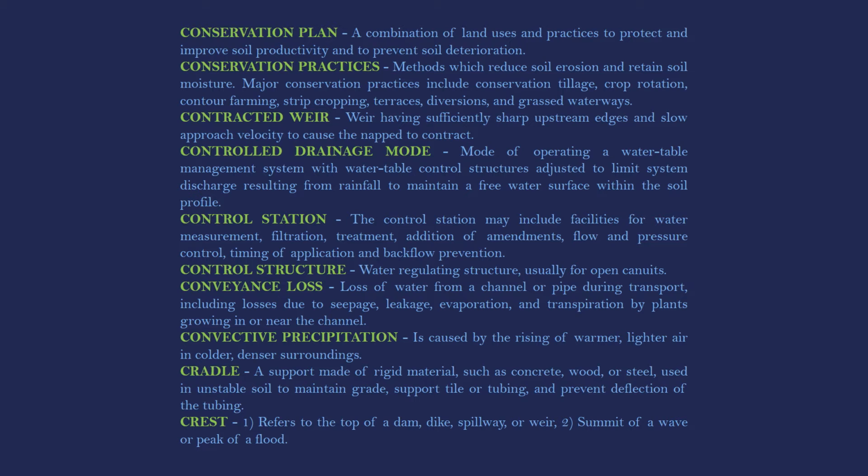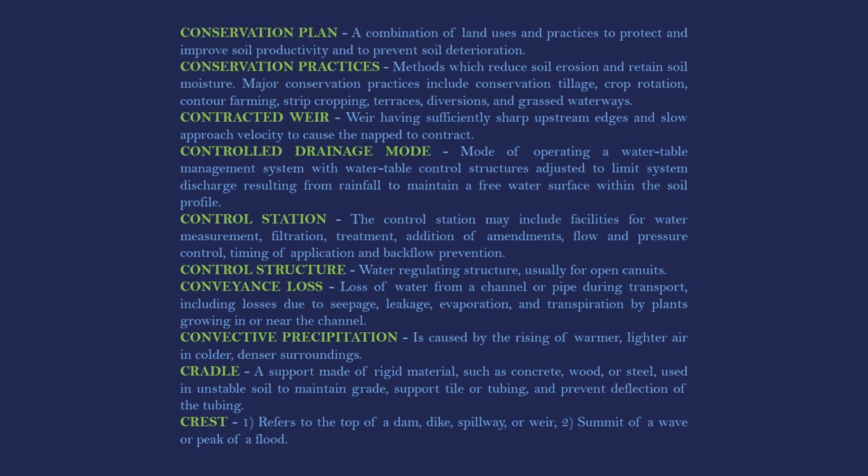A combination of land uses and practices to protect and improve soil productivity and to prevent soil deterioration. Conservation practices: methods which reduce soil erosion and retain soil moisture. Major conservation practices include conservation tillage, crop rotation, contour farming, strip cropping, terraces, diversions, and grassed waterways.